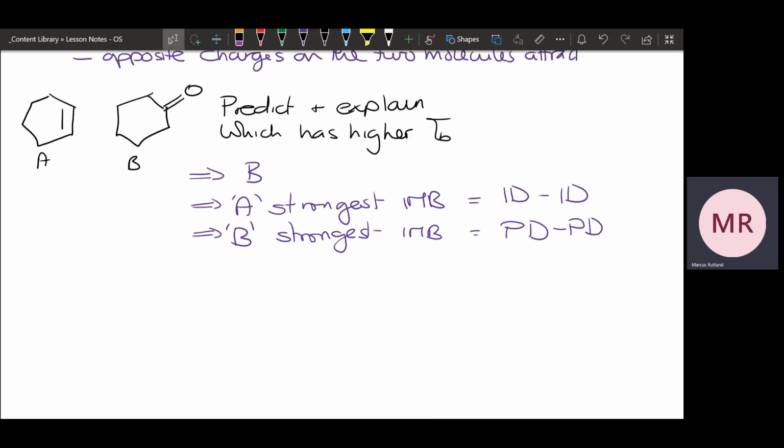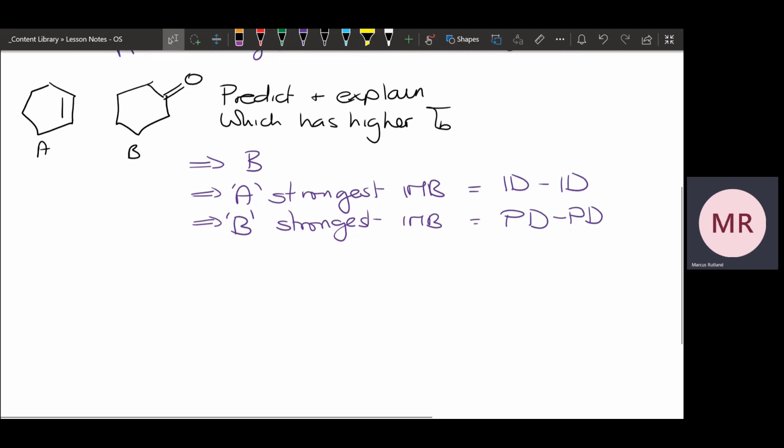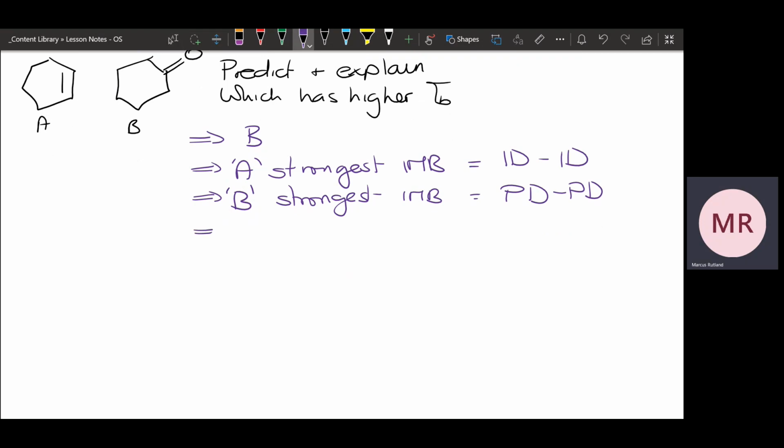No, you don't have to explain why. If the question just says predict and explain which has the higher boiling point, then the diving in point is the intermolecular bonds present. It would be a separate question to say explain the type of intermolecular bonding found in this molecule. So the explanation, the key thing with the explanation then is that PD-PD are stronger than ID-ID.